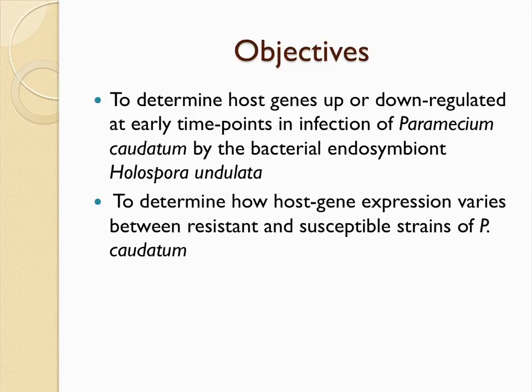So what I've been trying to do is find what genes are up- and downregulated at early time points of infection of only the susceptible strains of Paramecium caudatum by Holospora undulata. And eventually, I would like to also run gene expression experiments on resistant strains of Paramecium caudatum and compare them to the gene expression of the susceptible strains. This is because I want to determine what genes actually cause resistance to Holospora infection in Paramecium.